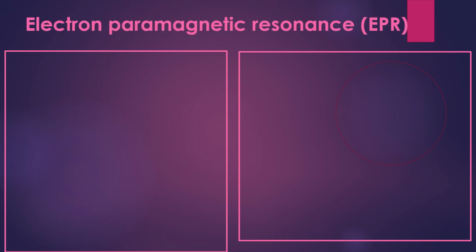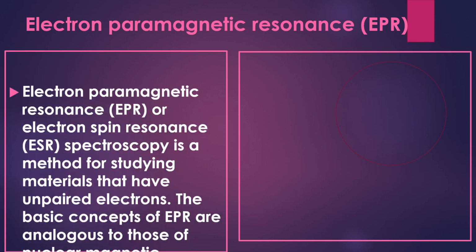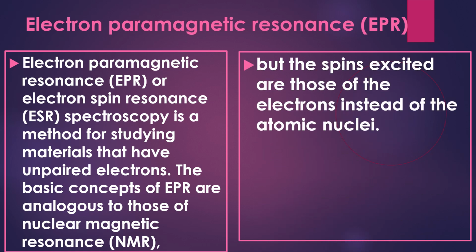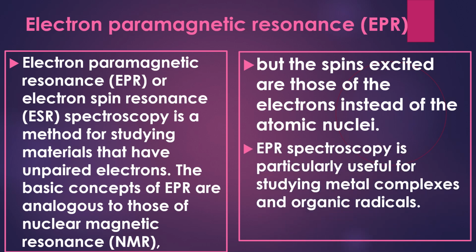Electron paramagnetic resonance, EPR, or electron spin resonance, ESR, spectroscopy is a method for studying materials that have unpaired electrons. The basic concepts of EPR are analogous to those of nuclear magnetic resonance, NMR, but the spins excited are those of electrons instead of atomic nuclei. EPR spectroscopy is particularly useful for studying metal complexes and organic radicals.